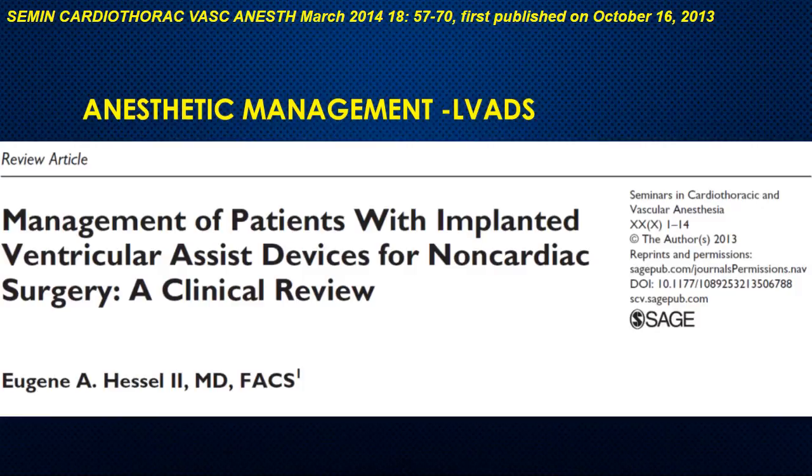the management of these patients. This is a review article written by Dr. Hessel, published in 2014, and would be a good place to begin your review of the management of patients with implanted LVADs for non-cardiac surgery.